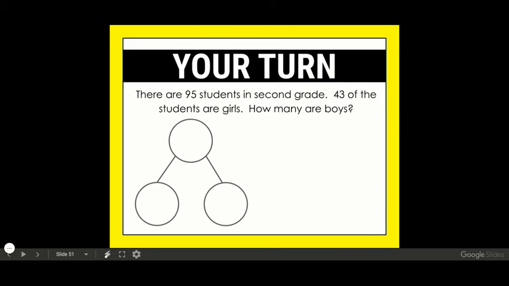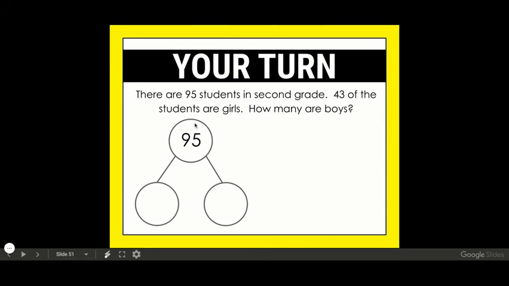This last one is for you to try. So it says there are 95 students in second grade. 43 of the students are girls. How many are boys? So I went ahead and drew a number bond because I think that would be the best way to solve this problem. Otherwise, you're going to be drawing 95 students, and that's a lot to draw and can get kind of confusing. So go ahead and pause the video, solve this problem, and then come back and check.